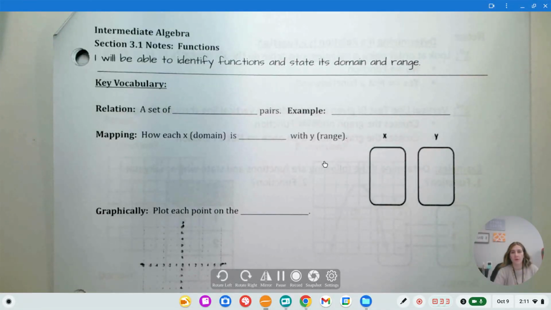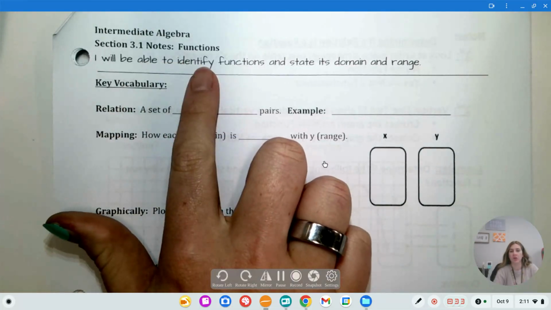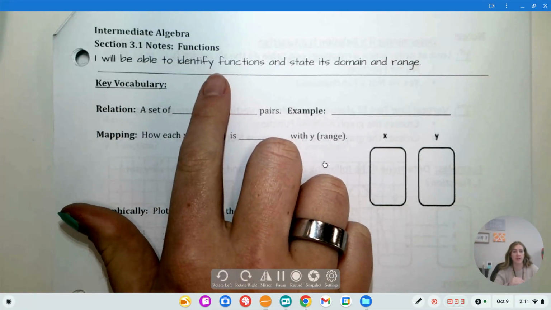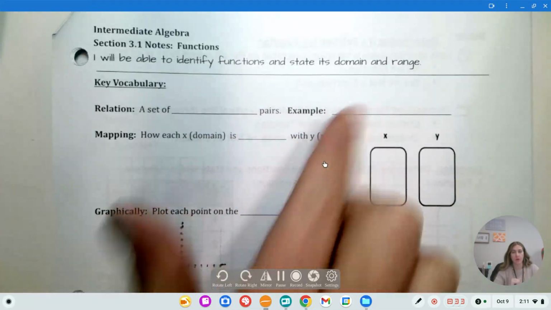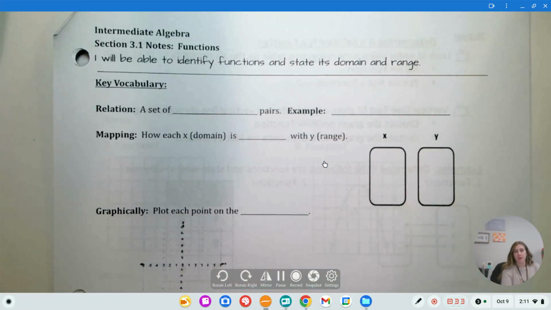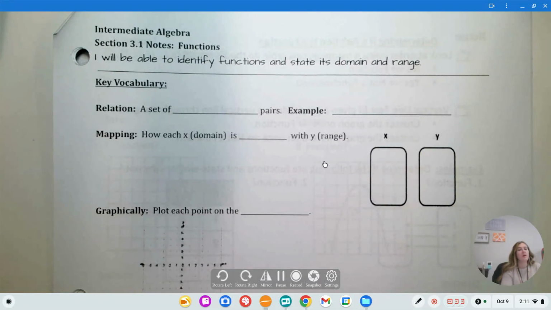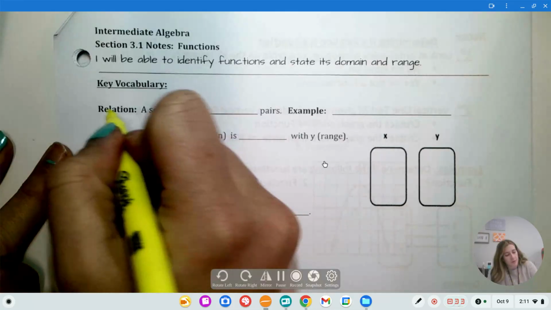Okay, we are going to talk about our new note packet here, 3.1 functions. And all we are doing today is just identifying functions and talking about domain and range. Now, this whole first page that you see here is about vocab. So every bolded word, relation, map, graph, table, all important words that you need to know. So if you want to highlight or underline them, that is up to you. But again, these are the ones I'm talking about.